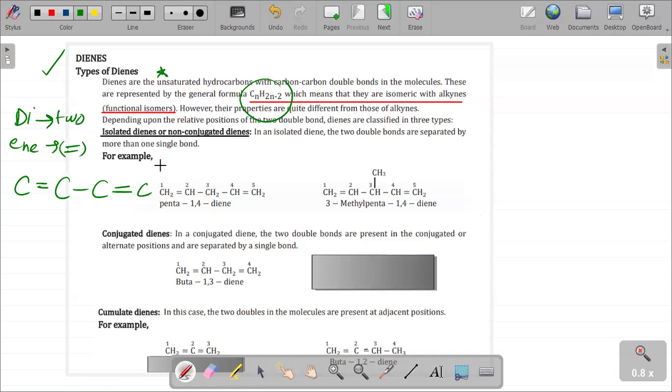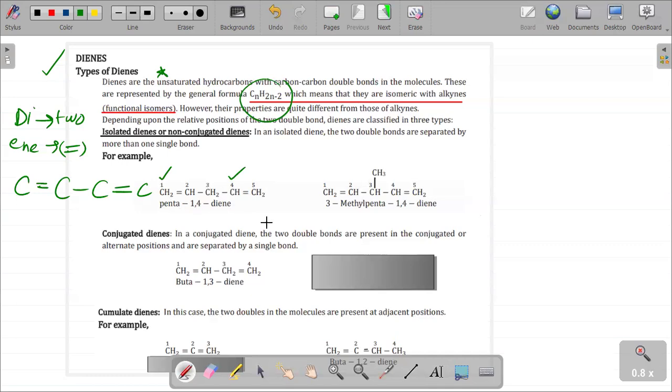Now we have an example having a five carbon compound and two double bonds present in different positions. So we named this compound as penta-1,4-diene. Why? Because at the carbon number 1 and the carbon number 4, the double bonds are present. So we call it a penta-1,4-diene.